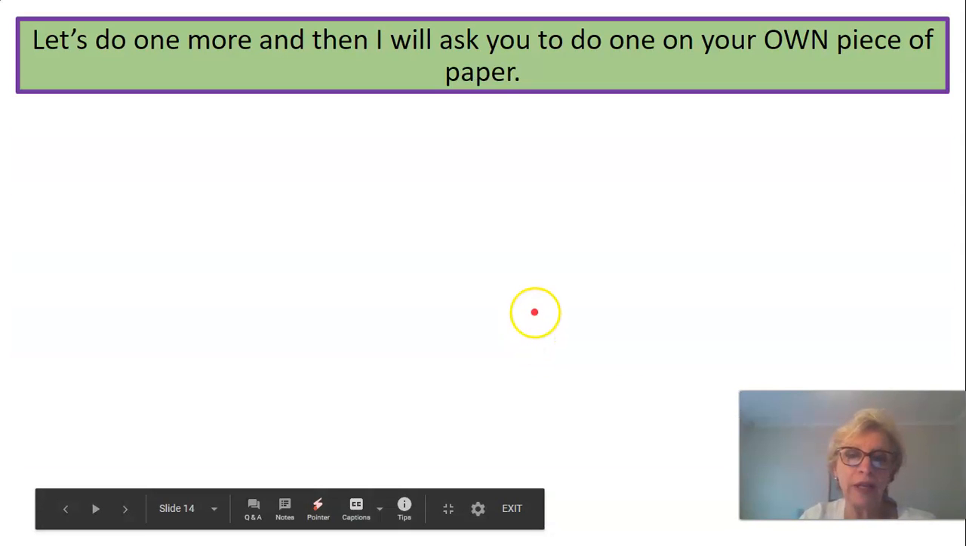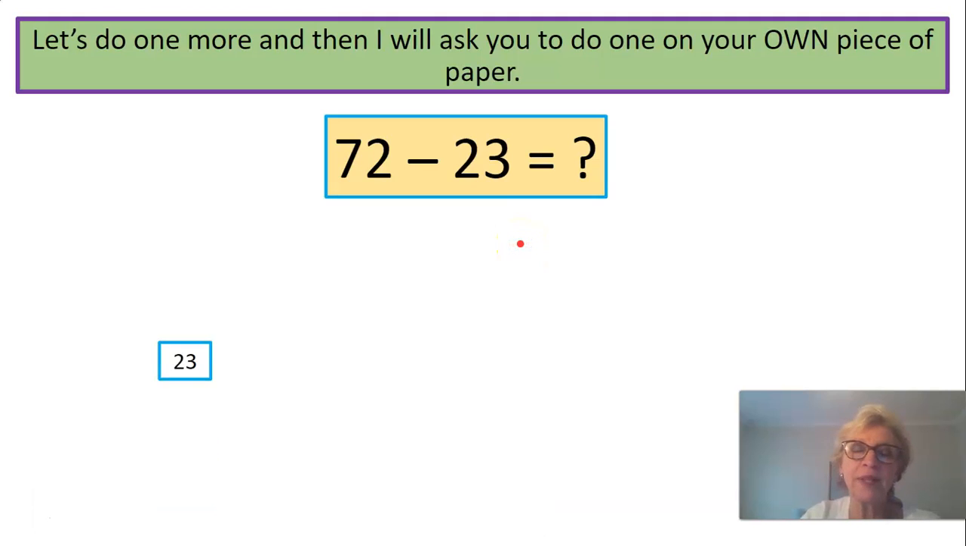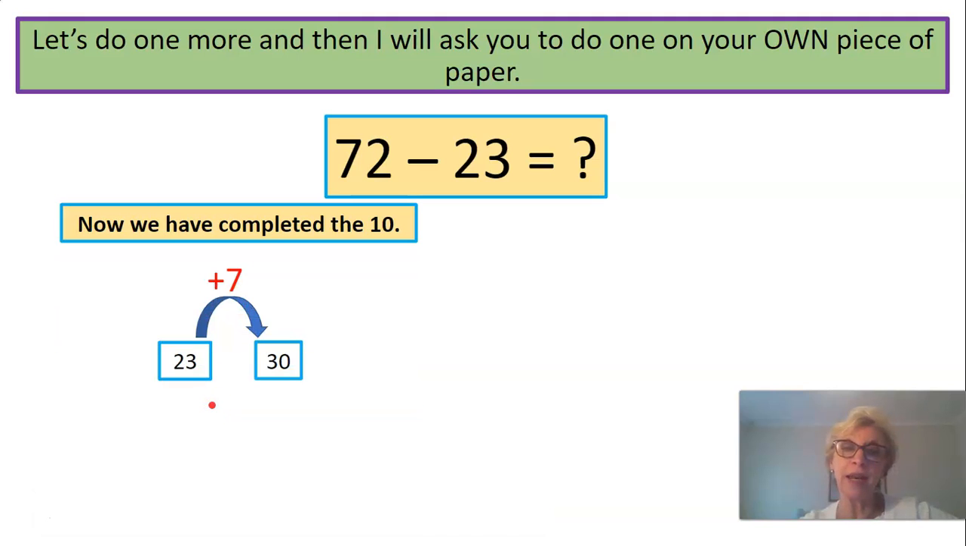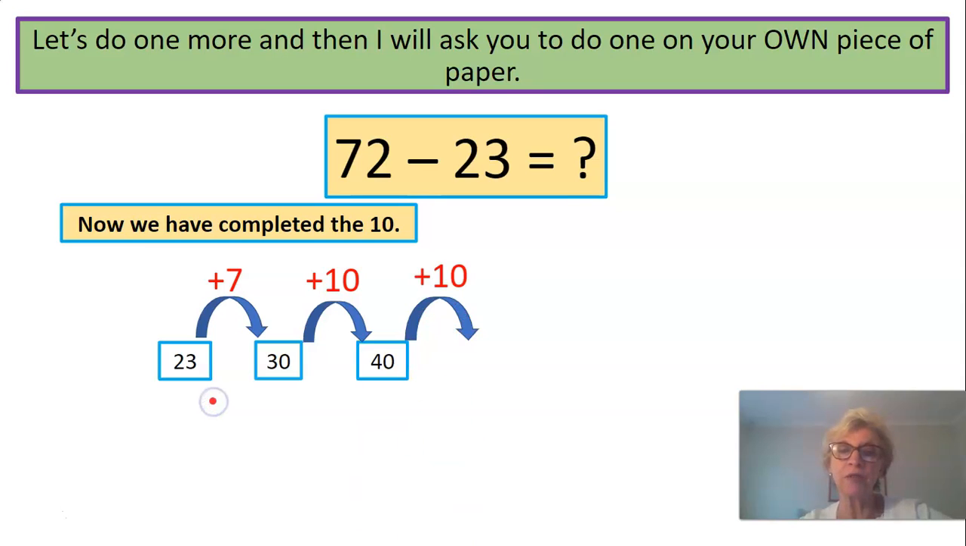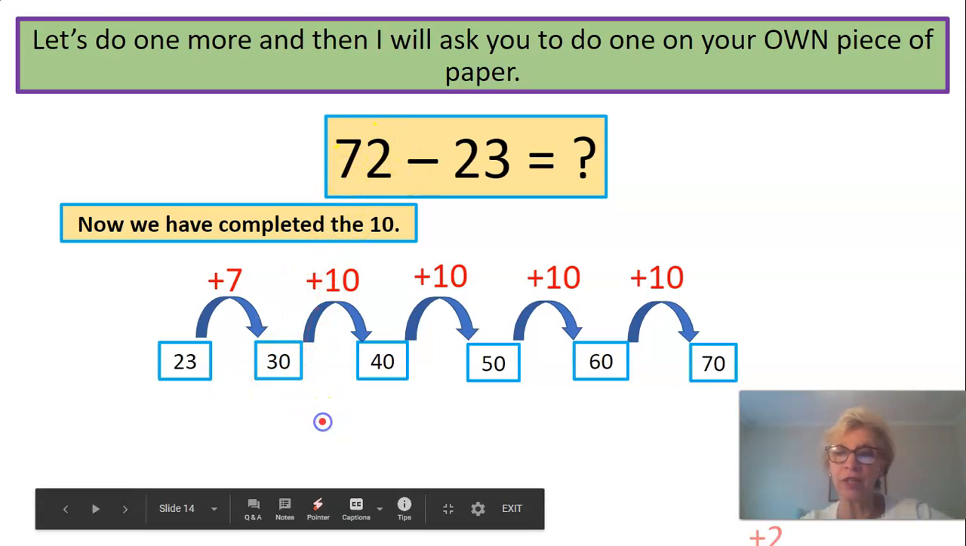Let's do one more, and then you can do one on the piece of paper that you have in front of you. Right, so what is our problem? 72 minus 23, remembering that we are jumping up to 72 from the smaller number, which is 23. And the first thing I need to do is add 7 to complete the 10, which is my 30. Having completed the 10, I now hop in tens. So 30 plus 10 is 40, plus 10 is 50, plus 10 is 60, plus 10 is 70. And now I just have to add a little 2 to get to 72.